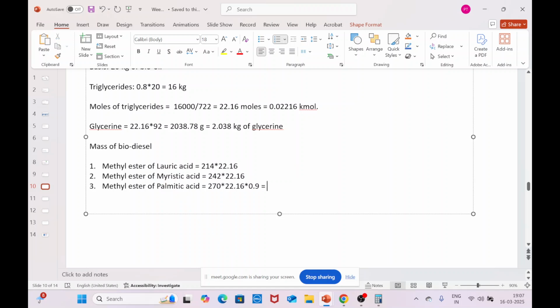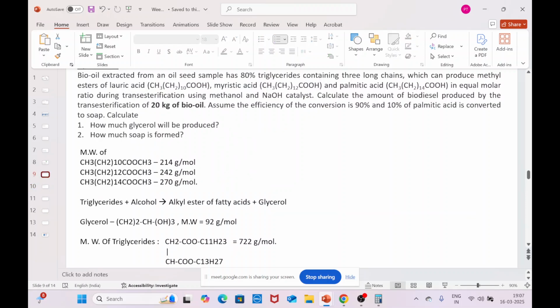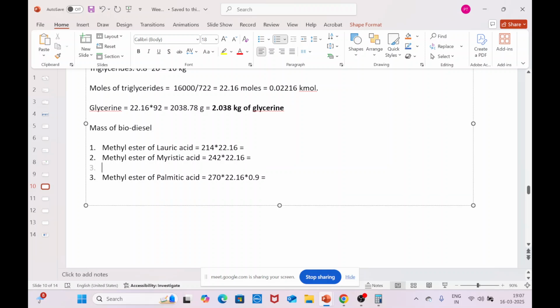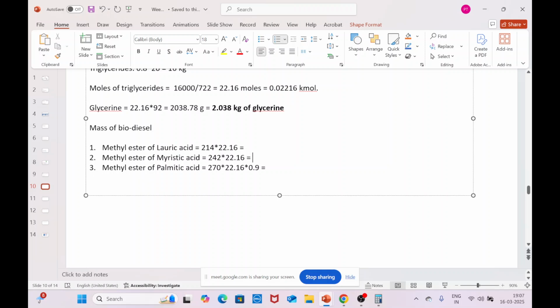So whatever you get here, the total of these will be the mass of your biodiesel. Here we are asked to calculate the glycerol that will be produced, so that we have calculated already. So this much glycerol, and we have also calculated the mass of the biodiesel, which will be the sum of all the three. And we need to find how to calculate the amount of soap.